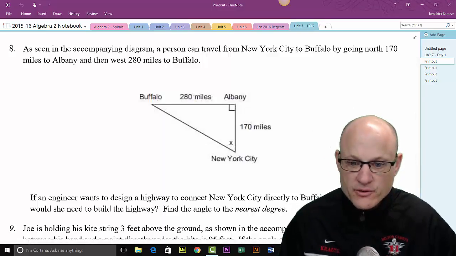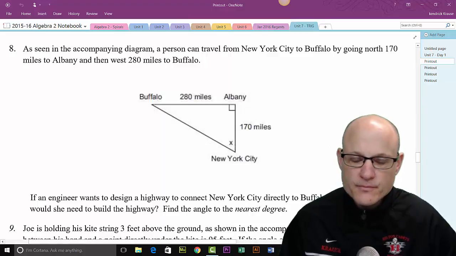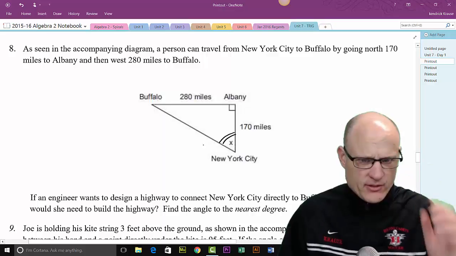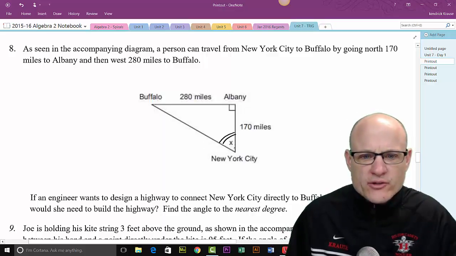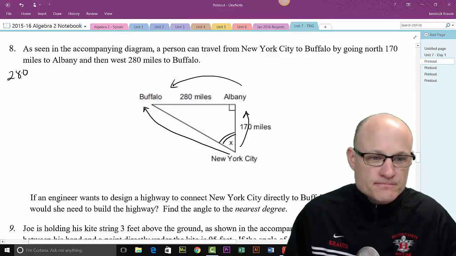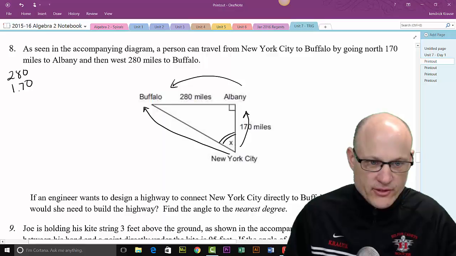All right, I'm back. Let me see if this is recording. I want to find this angle. Another question I asked in class was, how much shorter is it to go directly from New York to Buffalo than it is to go the roundabout way? Well, the roundabout way is pretty easy. That would be just 280 plus 170, 450 miles.